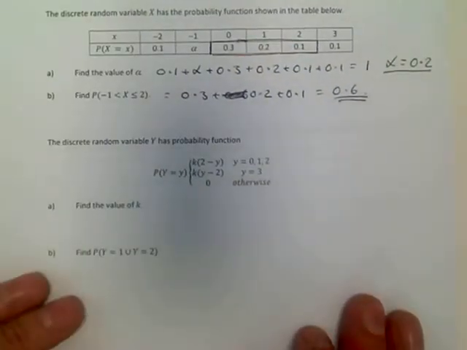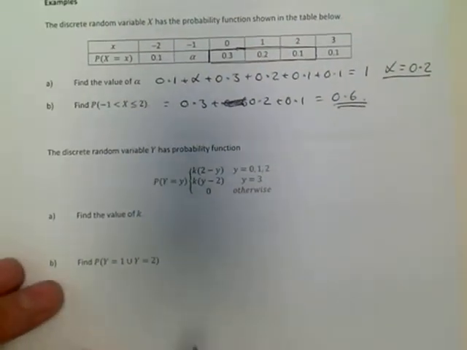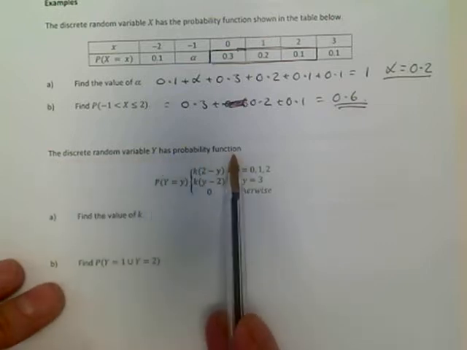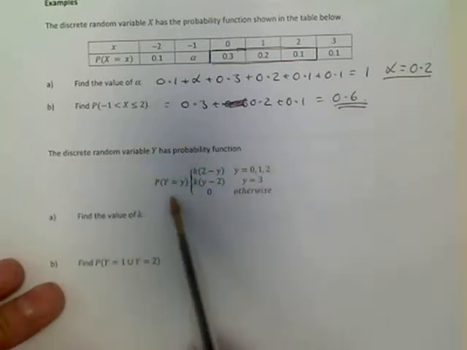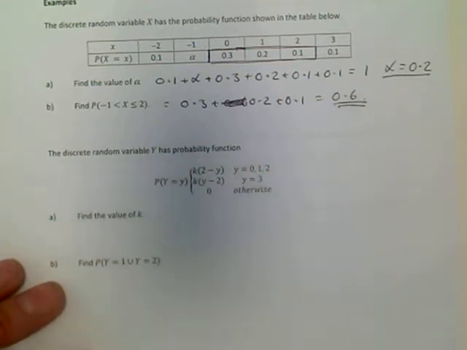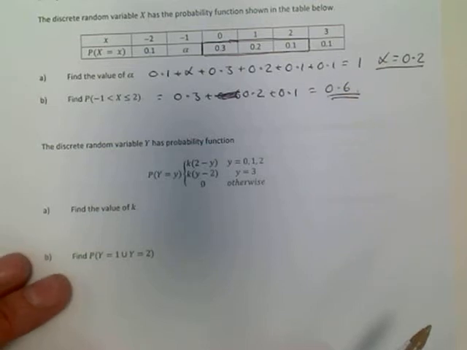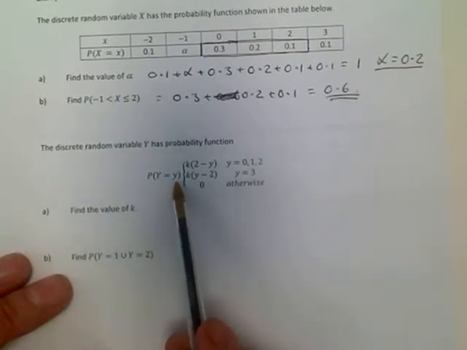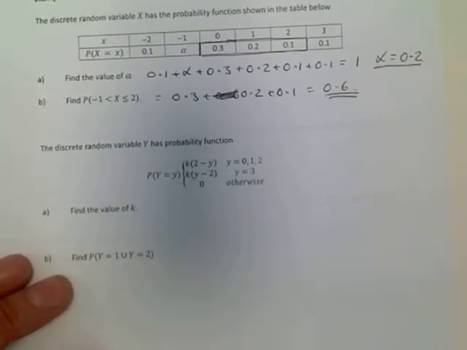Okay, so let's move on to another example here. This time I'm given a discrete random variable y has the probability function of this. Now this is written in a different way, and sometimes we see them written like this, and it can depend on which one's the easiest to lay out. I suppose it comes down to the number of values that y in this case can take.